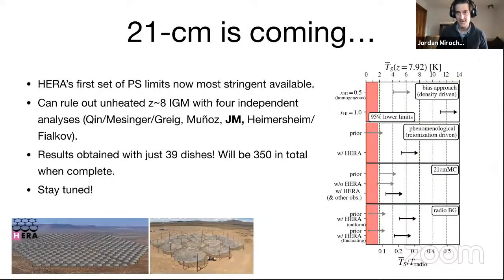On my last slide, I'm contractually obligated to tell you that 21 centimeter is coming. Those of us in HERA have been working very hard on interpreting the recent wave of limits. This summer, at SAZERAC, Josh Dillon gave a talk about the limits, but since then, the theory interpretation paper has been submitted and accepted. And we're really proud of this work. We did 4 independent analyses of the power spectrum limits and are now able to say that the redshift 8 IGM has to have been heated above the adiabatic limit. And so you can expect in the years to come, analogous limits like this to be improving for the ionization history as well.